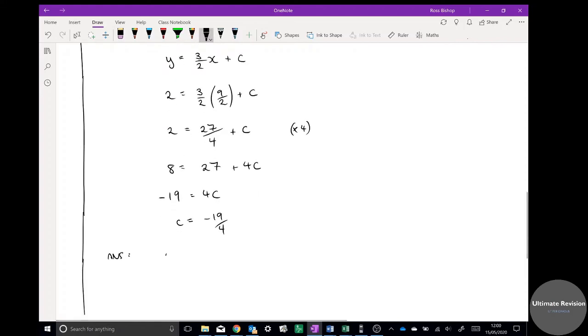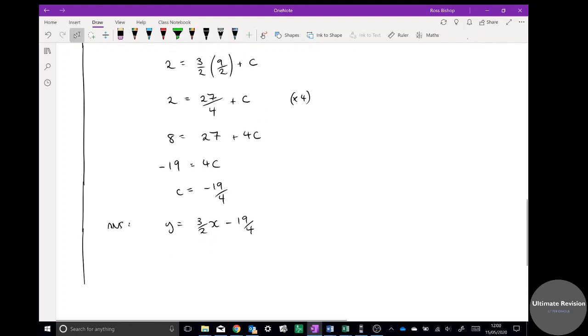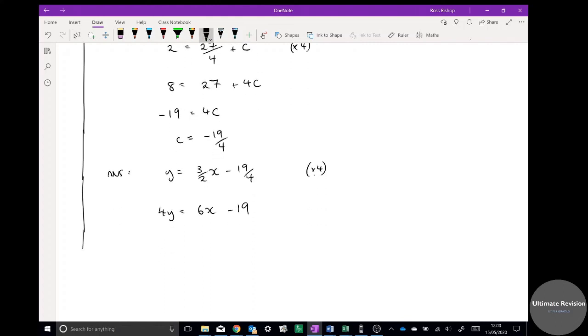So my final answer is going to be y equals 3 over 2 x minus 19 over 4. And sometimes we don't like fractions, so I could, if I wanted to at this point, times everything by 4. Get 4y equals 6x minus 19. And again, often they want it in a form that's equal to 0, so it could be 6x minus 4y minus 19 equals 0.